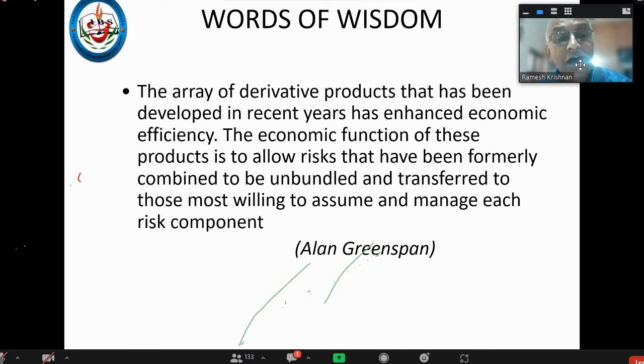He has said the array of derivative products that has been developed in recent years, that means your futures, swaps, options, has enhanced economic efficiency. So the customer knows, come what may, I will not lose anything below 80.50. I will get $1, 80.50 or more if I buy an option. The economic function of these products is to allow risks that have been formerly combined to be unbundled and transferred to those most willing to assume and manage each risk component. That we will be analyzing in detail. Then I will tell you how the risk is unbundled and transferred.